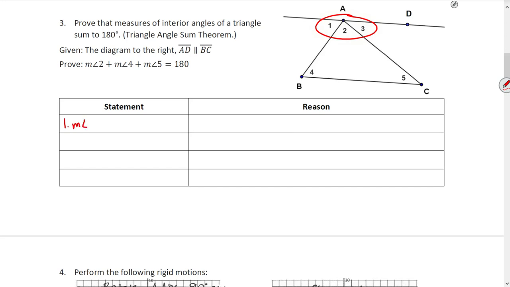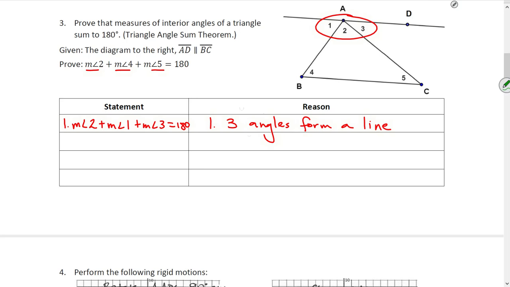So the measure of angle, I'm actually going to use a sneaky order to kind of follow this order. Angle 2 plus the measure of angle 1 plus the measure of angle 3 is 180. Okay, it's a weird order to put them in, but it's going to make it so that when I'm done, I have the exact proof statement, which is kind of a nice thing to do in proof. Okay, and the reason is these three angles form a line.